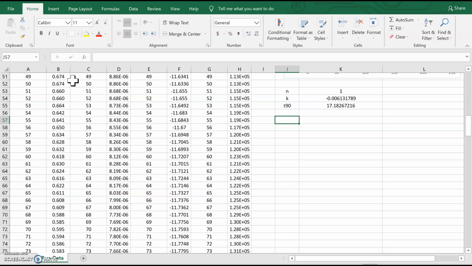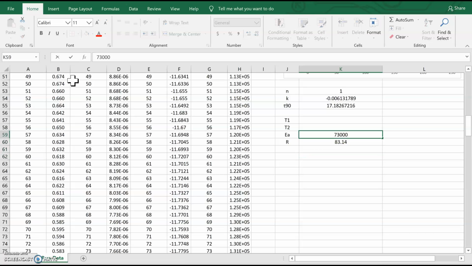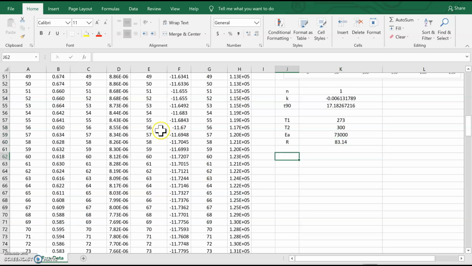And then I need the remainder of these things. I need T1. For number 4, I need the first temperature, the second temperature, the activation energy, and the R constant. So I'm just going to put what those are here. Convert this into joules now because the R value is in joules, and then I'm going to call this 273 and this 300. These two numbers could be more precise, but that's okay.